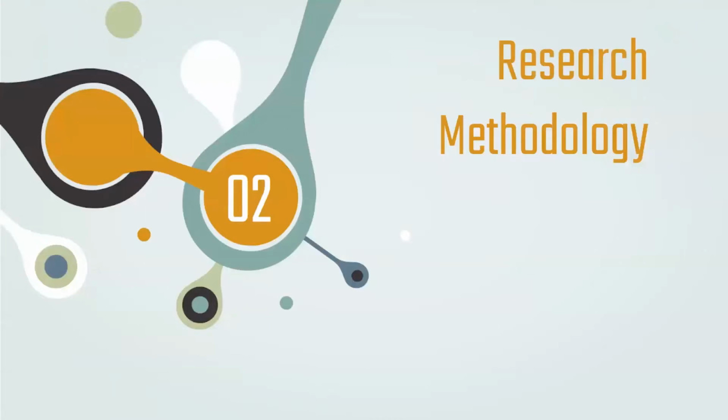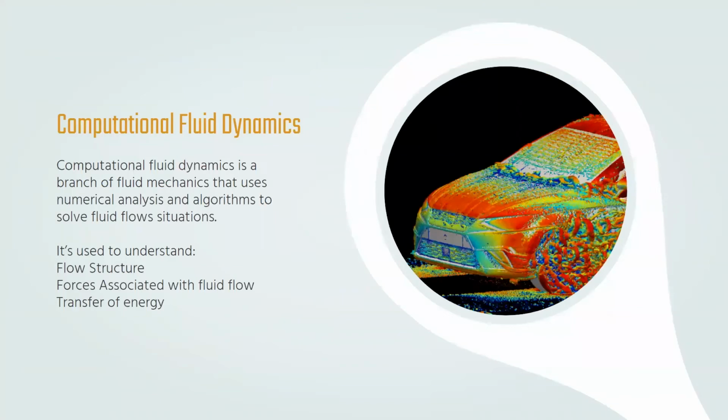So what do we do? This is why computational fluid dynamics is very important, since computational fluid dynamics is a branch of fluid mechanics that uses numerical analysis and algorithms to solve fluid flow situations using the help of computers. In our case, what it solves is basically the Navier-Stokes equation, and since it is solving a set of partial differential equations, we can know the distribution of the shear stress, the velocity, the pressure, temperature, etc. And it is used to understand the flow structure, the forces associated with the flow, and also the energy transfer occurring within our control volume.